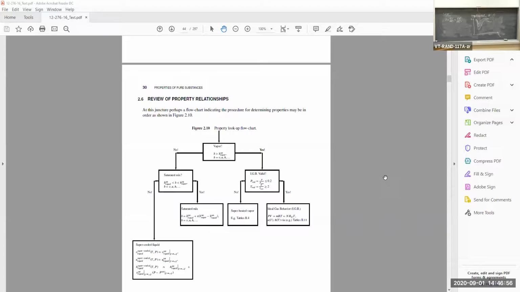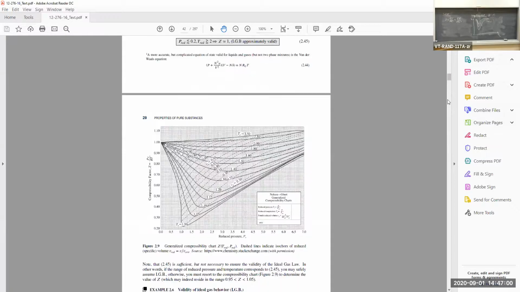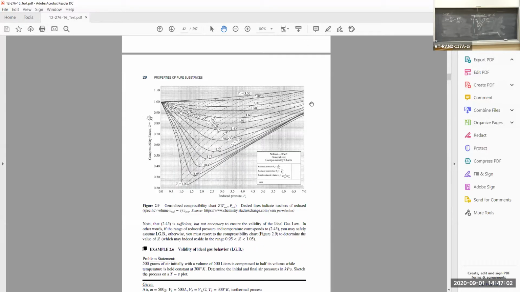Let's go to the notes. If you look at page 28 of the notes, here's the compressibility factor. On the y-axis we have Z, which is a function of pressure. This is specific volume, so that's volume divided by mass. That's why there's no mass in that equation.